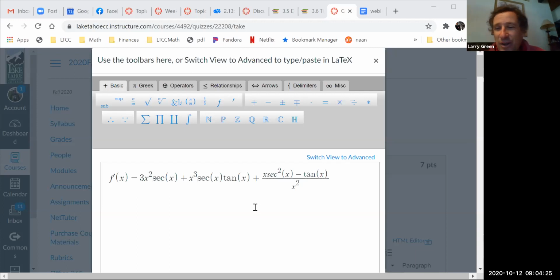Like 2 to the x we don't know how to do yet, but we'll get there. But you don't even know what 2 to the x is yet. You just think you do, but you really don't. And I'll convince you of that when we get to it. So any other questions on this one before we get to the next one?